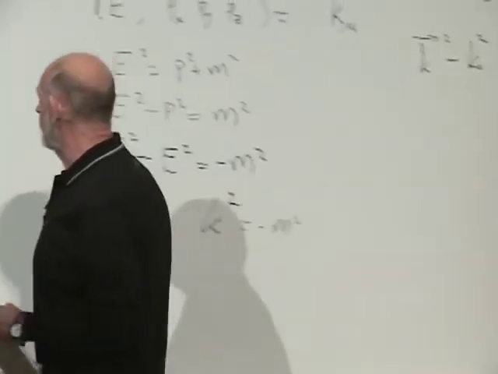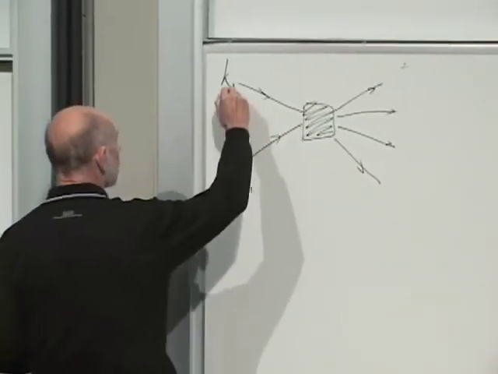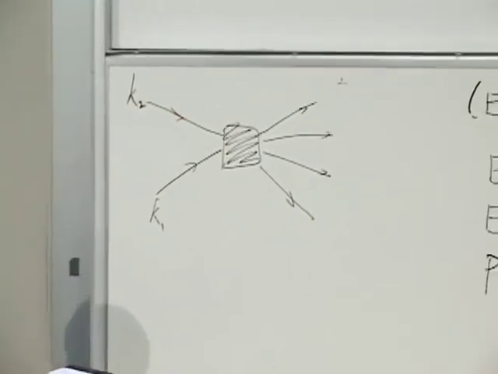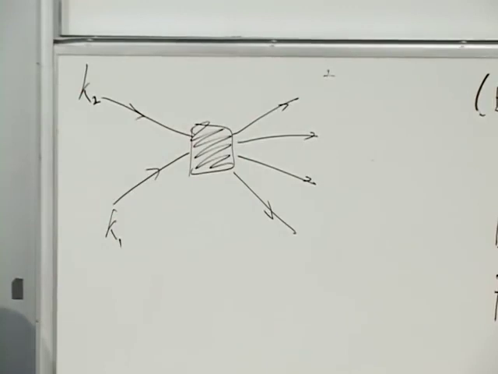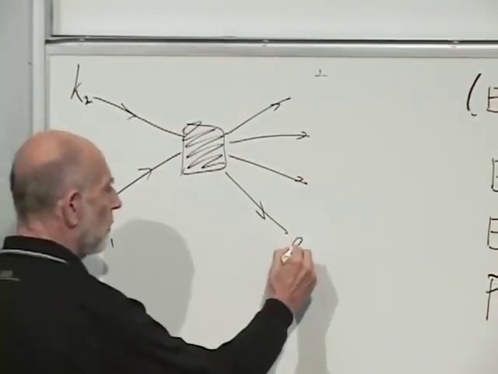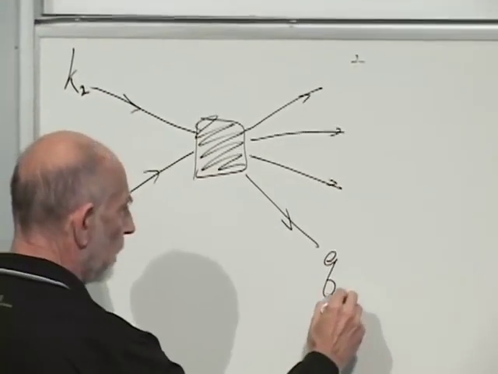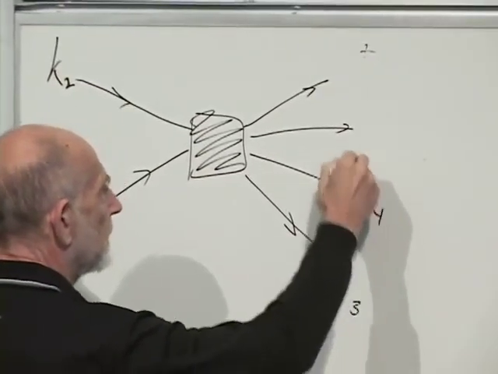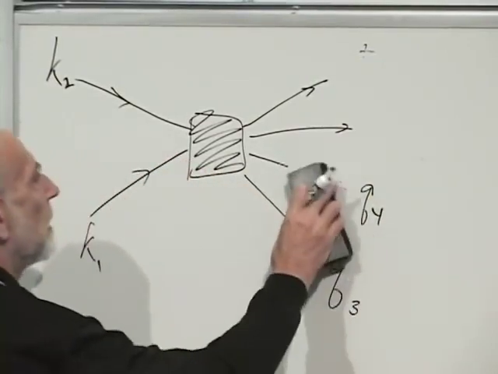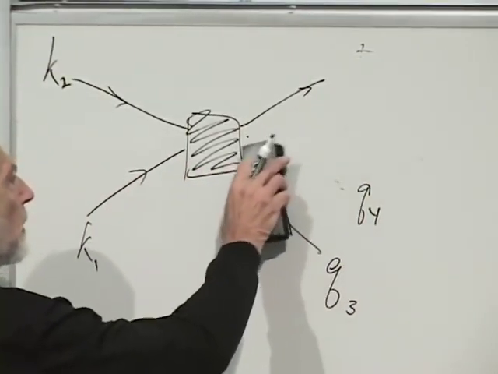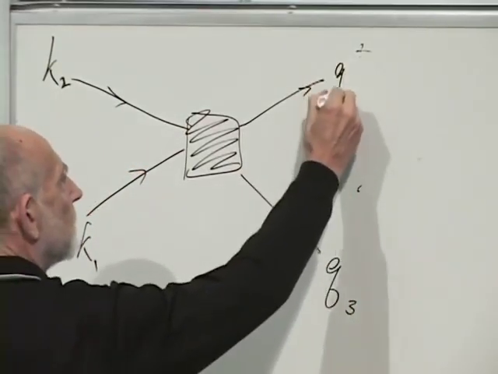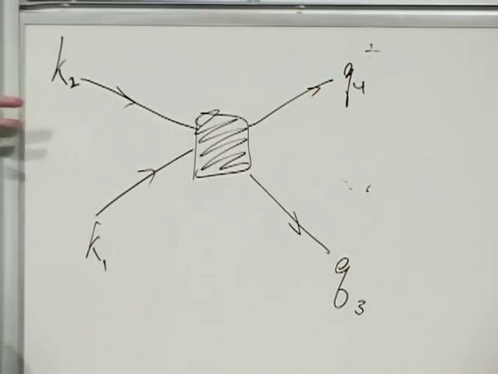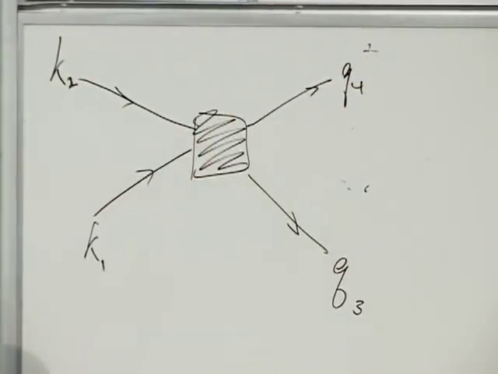I think I call this one k1, this one k2, and then the outgoing over here, we'll call the incoming momenta k. I'm going to call the outgoing momenta q. These are also four momenta. I'm going to call it q3, q4, dot, dot, dot. Let's take the very simple case in which two particles go to two particles. These particles come in, those particles go out.